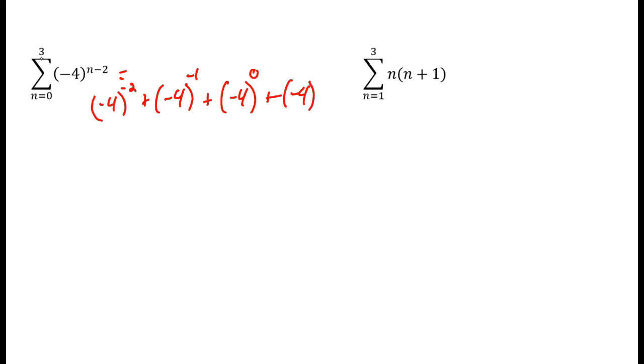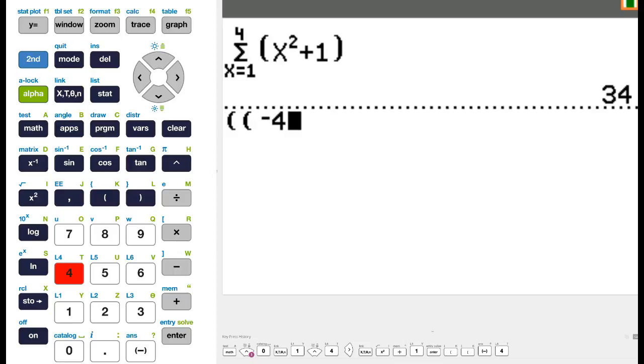This next sequence, I'm going to start by plugging in a 0. I'm going to stop at 3. So I get negative 4 to the negative 2 plus negative 4, what comes after 0 is 1, 1 minus 2 is negative 1. Now I'm going to plug in a 2, and I get 0 plus negative 4. When I plug in a 3, I get 3 minus 2 is 1. Negative 4 to the negative 2 plus negative 4 to the negative 1 plus negative 4 to the 0 plus negative 4 to the 1.